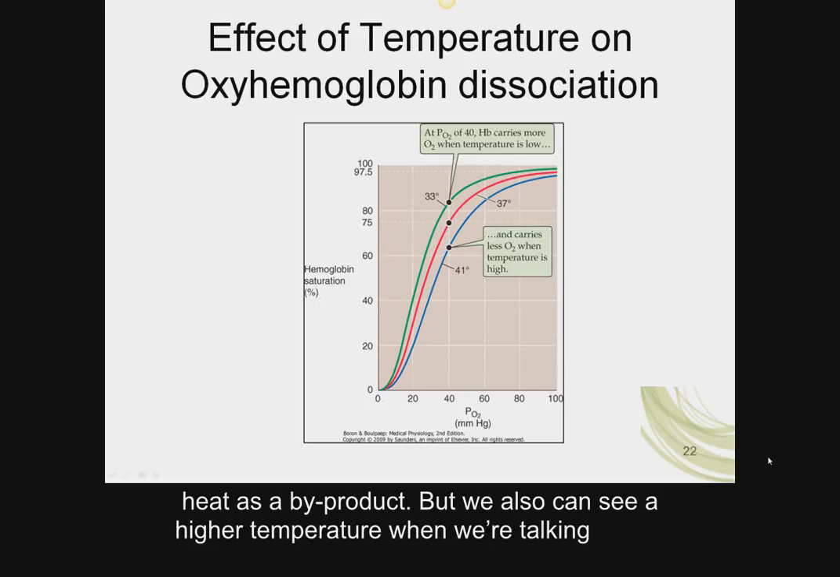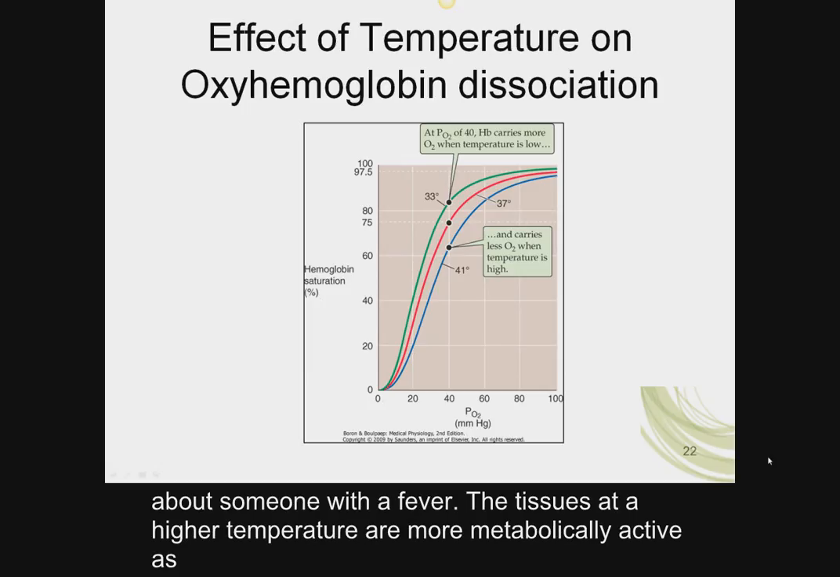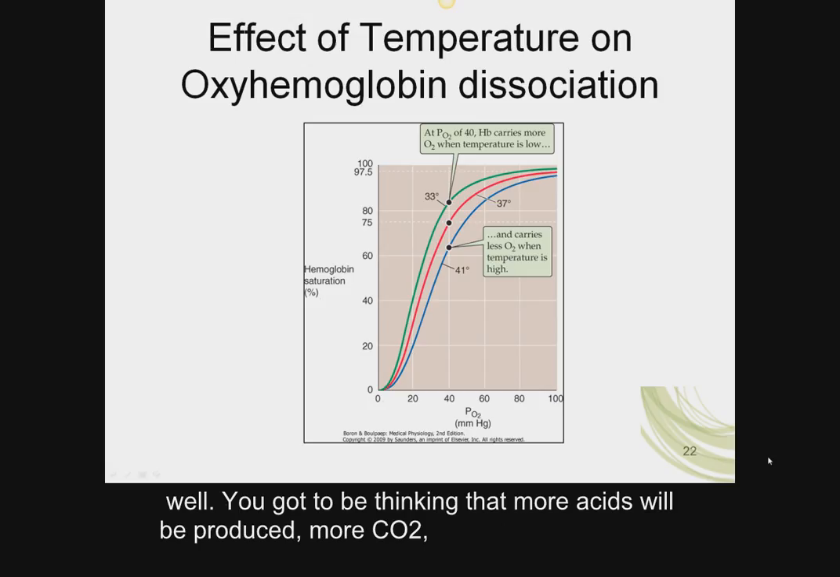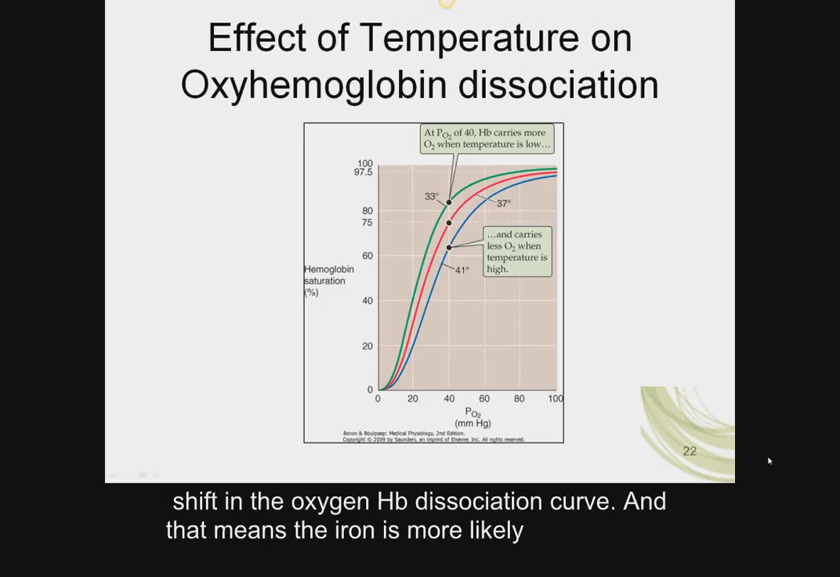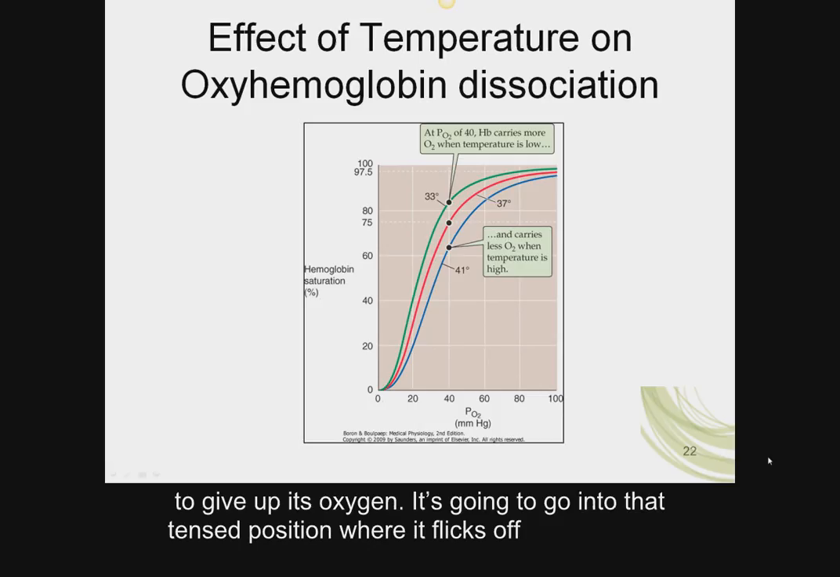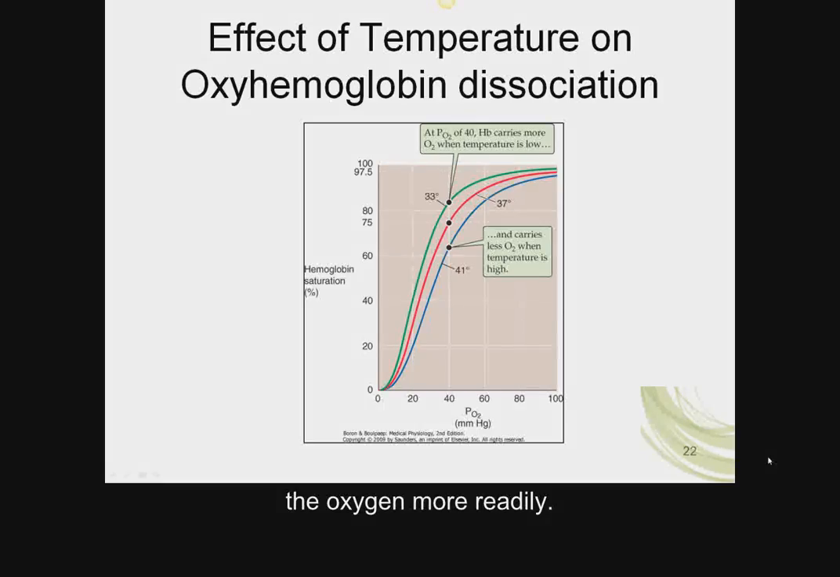That generates heat as a byproduct. We also can see a higher temperature when we're talking about someone with a fever. The tissues at a higher temperature are more metabolically active. You've got to be thinking that more acids will be produced, more CO2, temperature is higher. Taking all those together, clearly we are going to see a right shift in the oxygen hemoglobin dissociation curve. And that means the iron is more likely to give up its oxygen. It's going to go into that tensed position where it, quote, flicks the oxygen more readily towards the tissues.